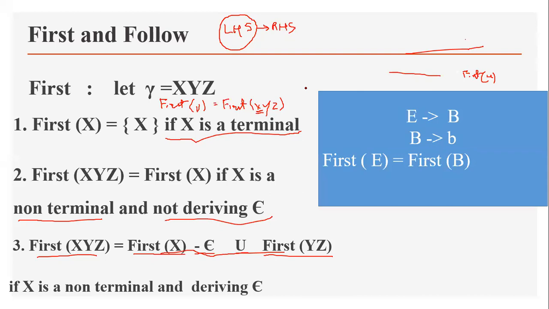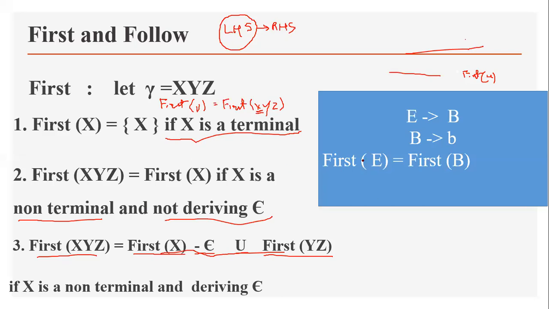Okay, here E derives B, B derives b. Now first of E is equal to first of B. B is not a terminal, so it will not be your answer. It is a non-terminal, but it is not deriving epsilon anywhere, is it not? So the answer is first of B itself. Now, what is first of B?